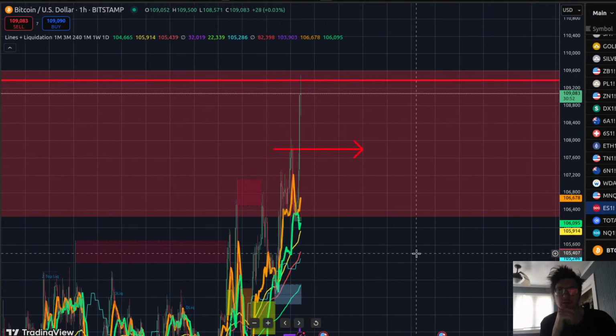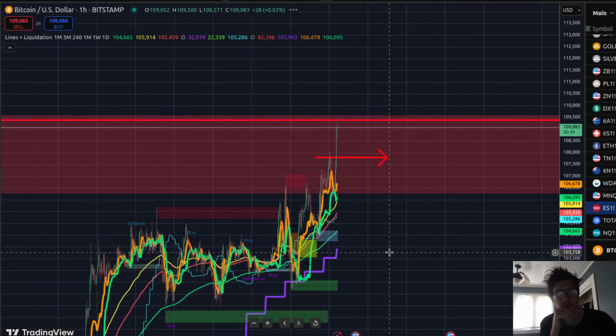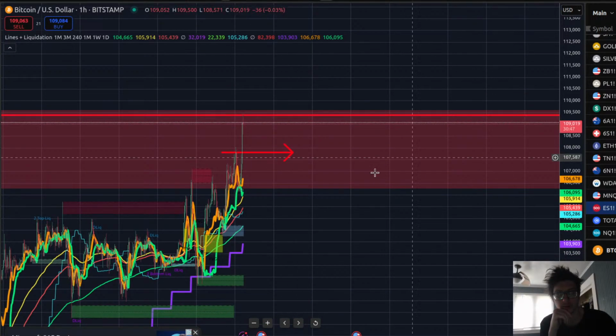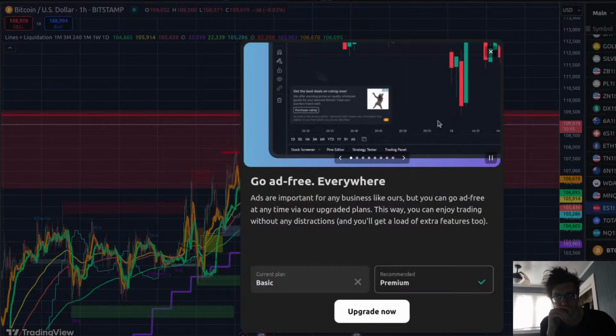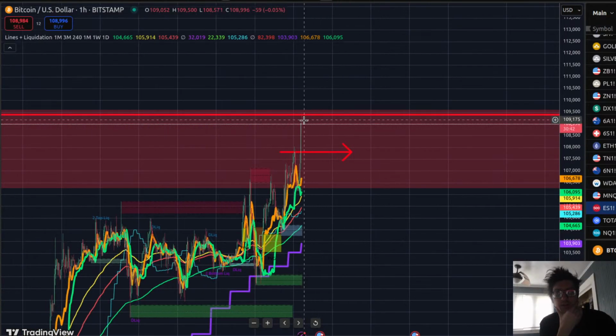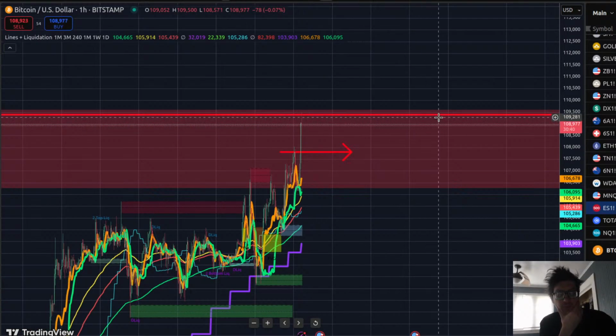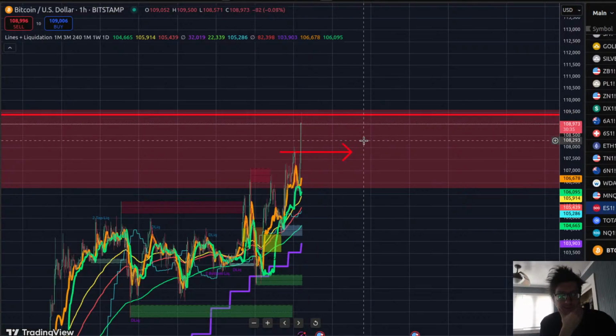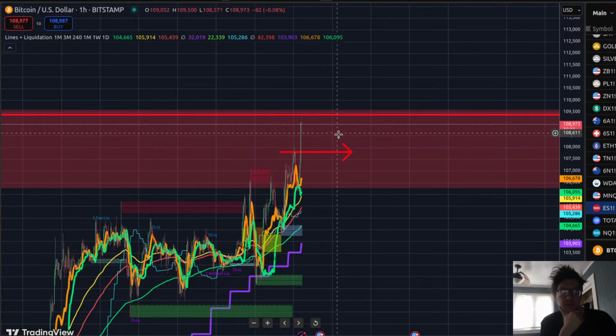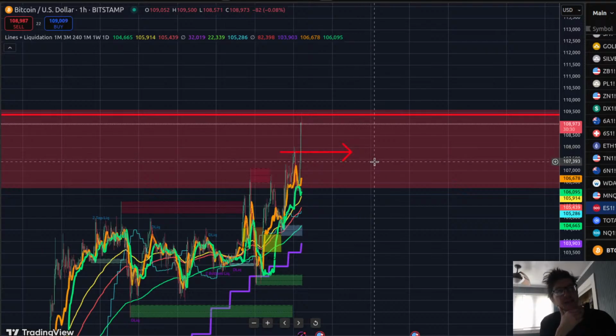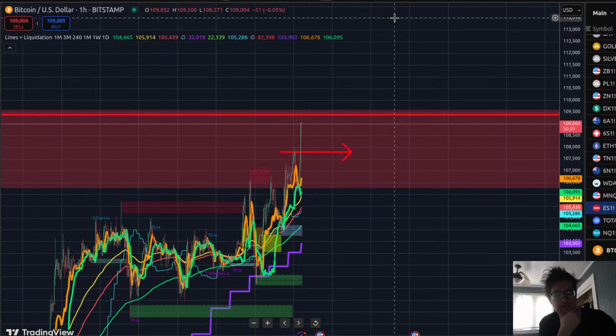But now it's just a waiting game. It's a question of how long we are going to go sideways. How long is price going to go sideways? It could even get rejected temporarily. I could see us getting rejected temporarily and going down, and then getting a really big volume spike candle, a single candle, just shooting up from there. I could see that happening as well.